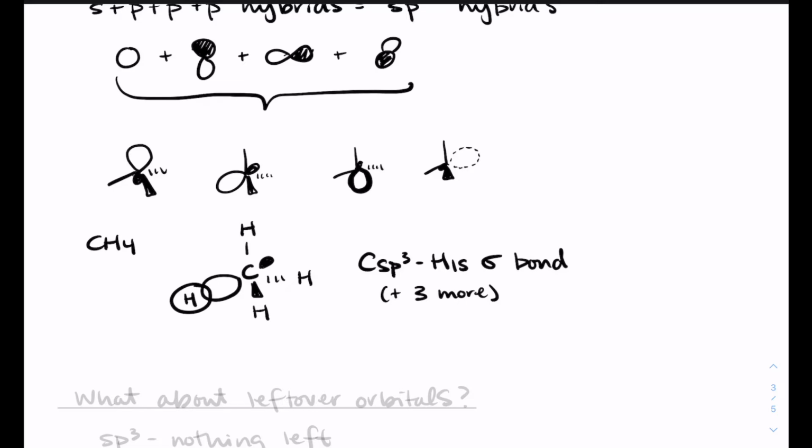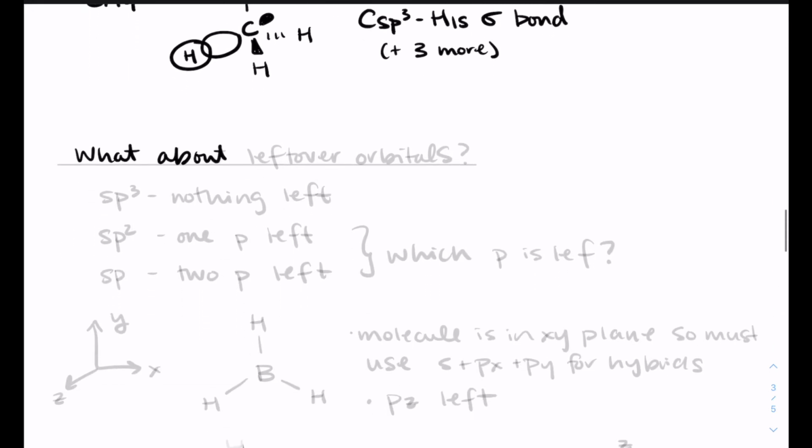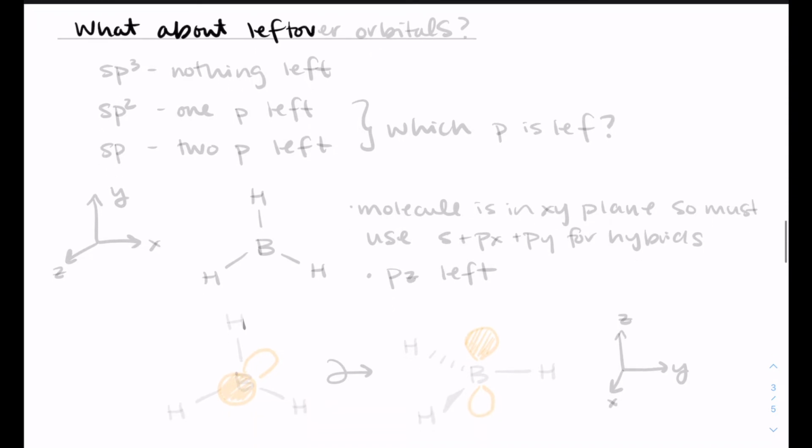Don't stress, we will do a bunch of examples. Let's talk about what happens to these leftover orbitals first. So sp3, well, if I use my s and 3 p orbitals, there's nothing left over. So in sp3, we are putting in all 4 available orbitals that are in the valence shell. The hybrids that come out, I mean, we get 4, there's nothing left over.